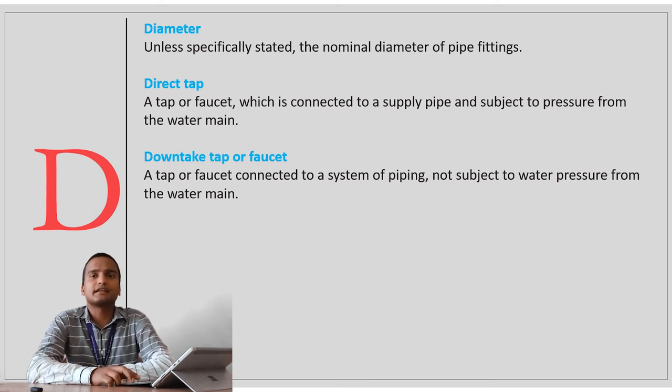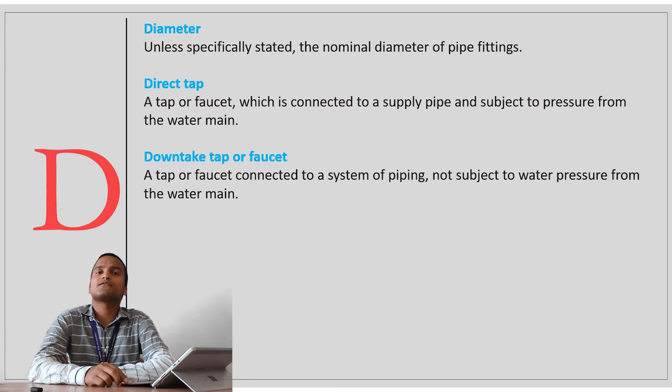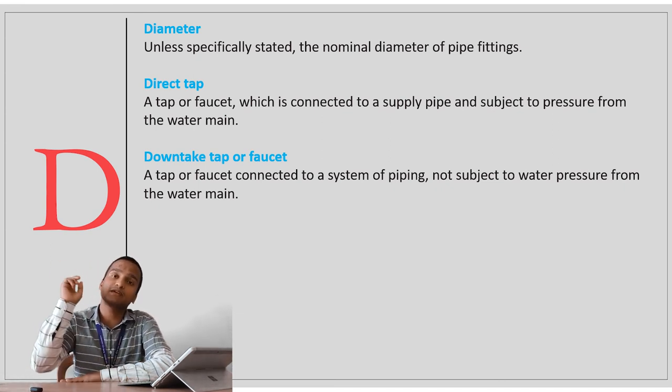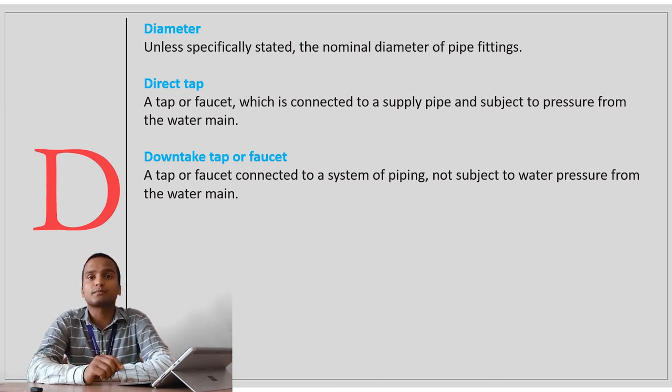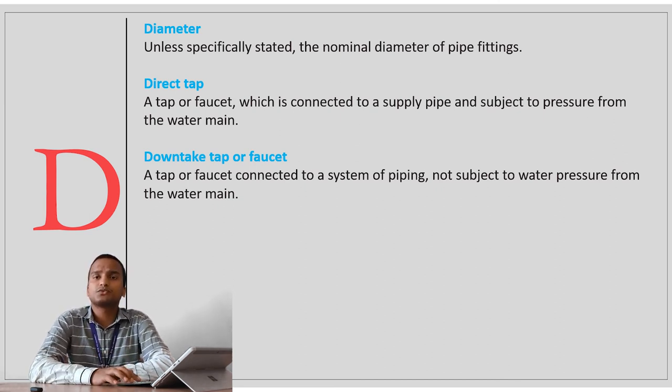And below that is direct tap. Tap is also called as faucet, F-A-U-C-E-T. So direct tap or faucet is connected to the supply pipe, and this supply pipe comes from the main water supply of the city, and they are subjected to huge pressure from the water main. Then comes the downtake tap or faucet. These tap or faucet are connected to a system of piping not subjected to water pressure from the water main. So any tap beside the direct tap can be considered as downtake tap or faucet.